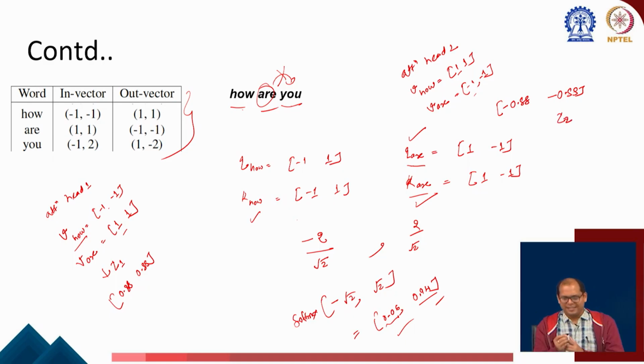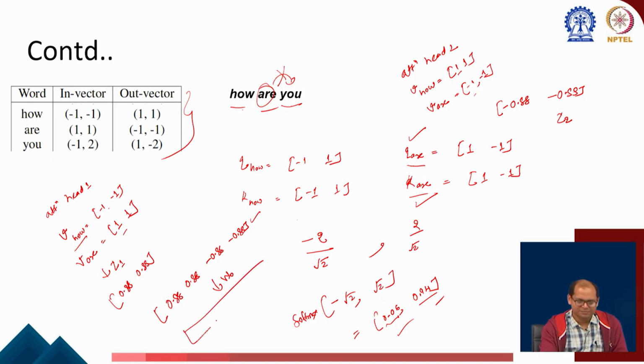And I have to concatenate this. So, my final output before applying W_O matrix is 0.88, 0.88, minus 0.88, minus 0.88, and then I will apply the W_O matrix to put it back to the model dimension.